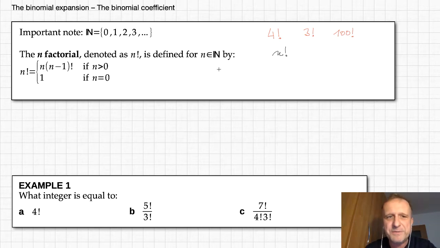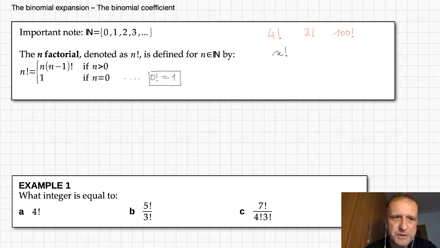Okay, so let me give you first the idea what the second line means. If n equals 0, then n factorial is 1. So what it says is the following. It says that 0 factorial, because n is 0, is 1. By definition, we are defining 0 factorial to be 1.